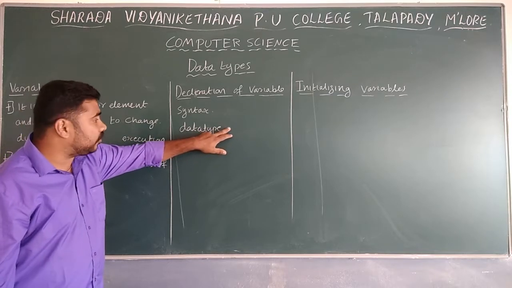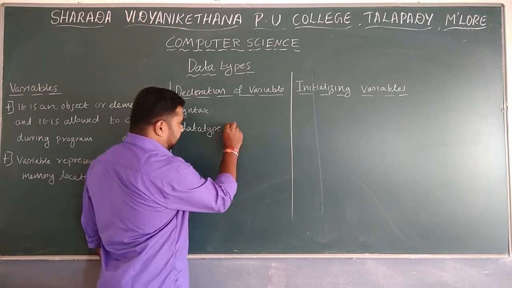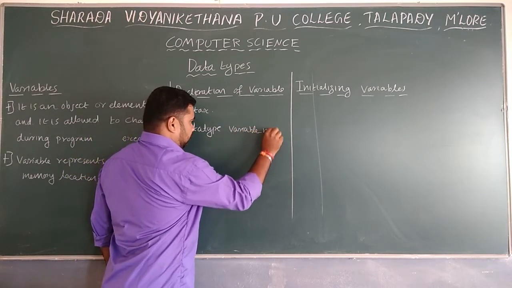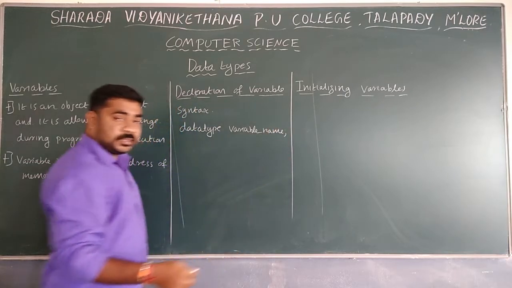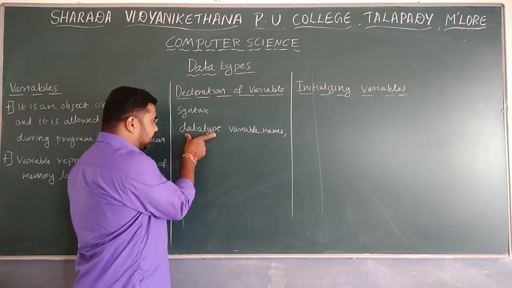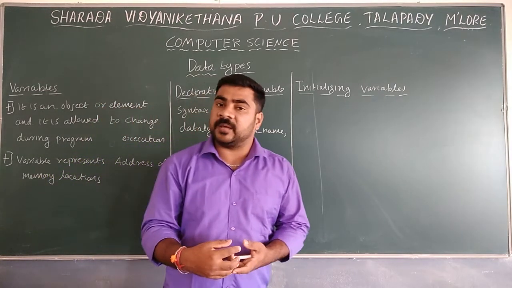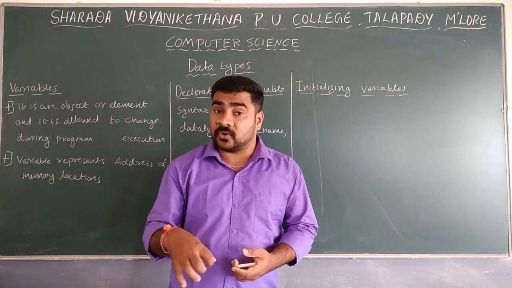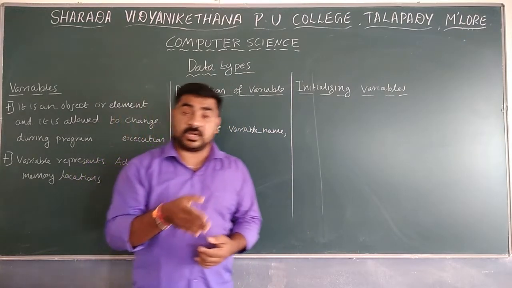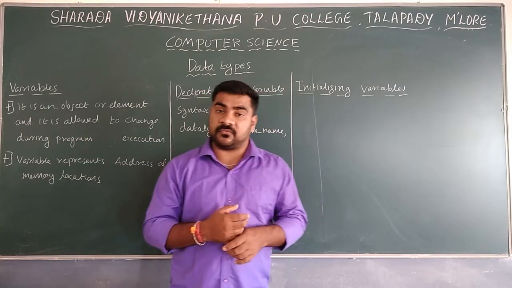After the data type, you have to give a space, then give the variable name. So this is the method of declaring a variable: data type, space, then variable name. Whenever you name a variable, you have to follow the rules for naming identifiers. Already in the last chapter I discussed how to name identifiers.